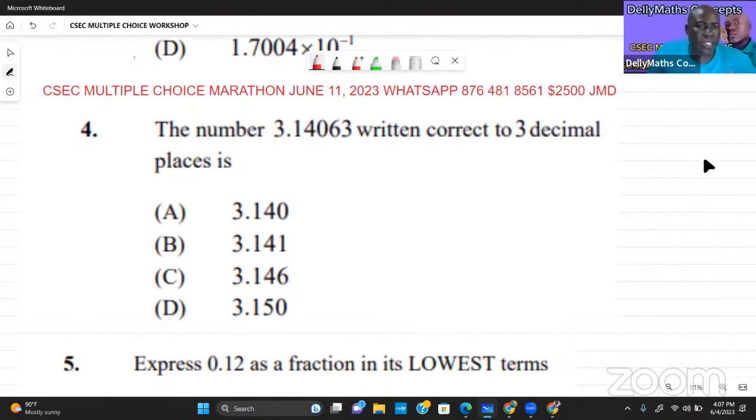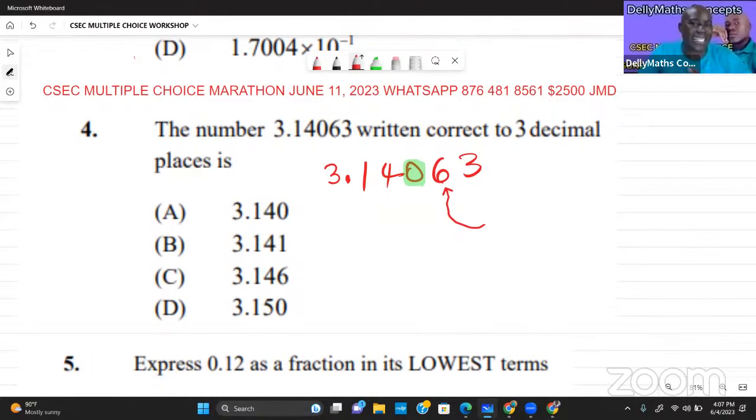The number 3.14063 written correct to 3 decimal places is what? Now, firstly, we want to identify the digits in the various places. So which digit is actually in the third decimal place? It's the 0. So you want to highlight the fact that the 0 is occupying that spot. Something is going to happen. It's either the 0 remains or it goes up by 1. But that is going to depend on the digit to the immediate right, which is number 6.